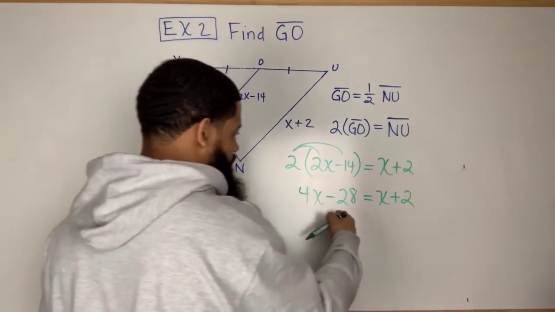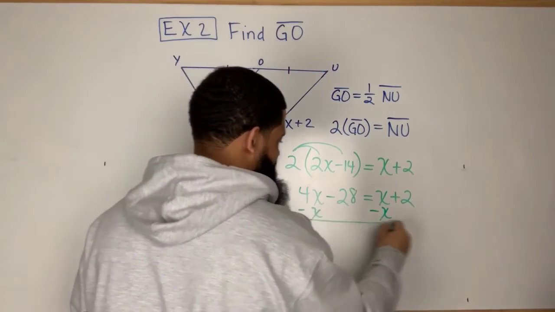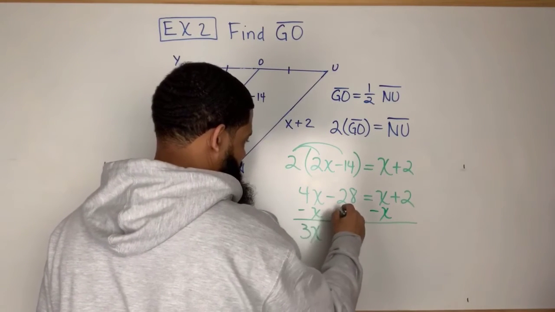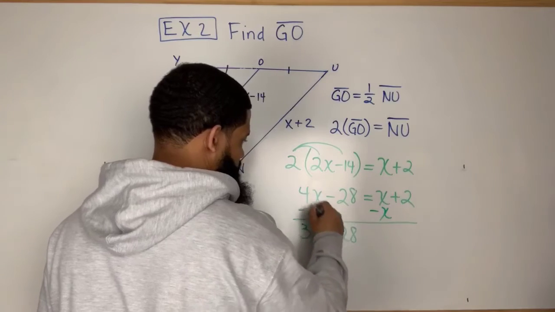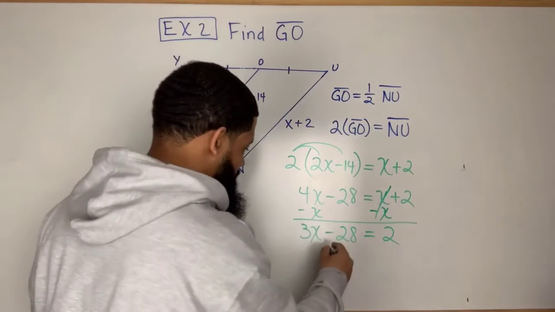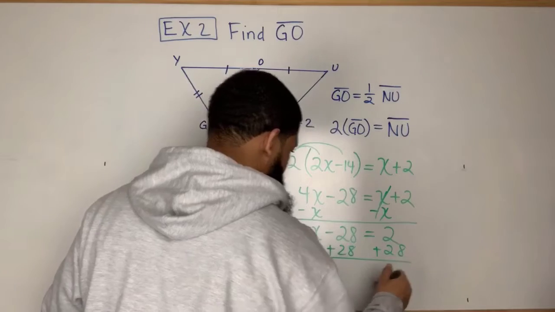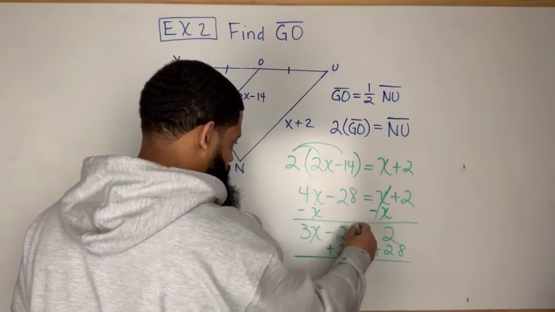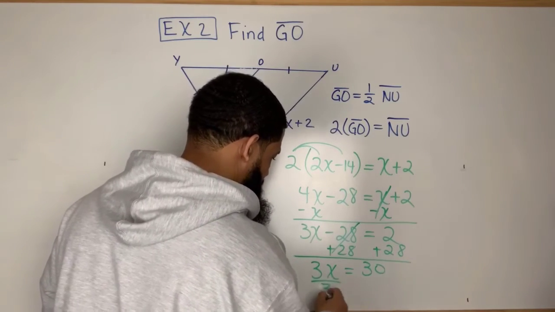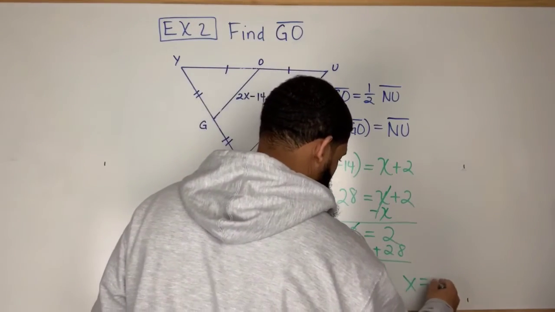Let's go ahead and solve for our variable. I like my variables on the left side because we read from left to right. So I'm going to say 3x minus 28, I bring down that 28. Those cancel out, is equal to 2. And then last but not least, I want to add 28 on both sides. Those cancel, and 3x is equal to 30. I divide by 3, and I get x is equal to 10.